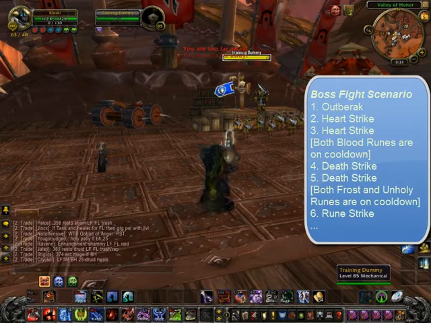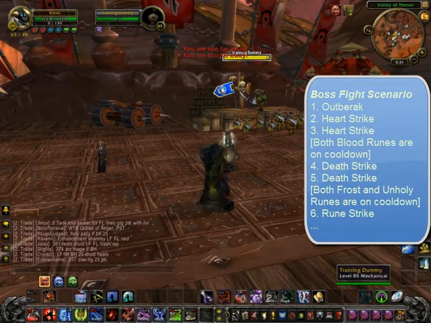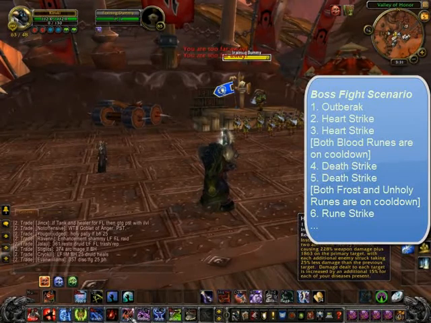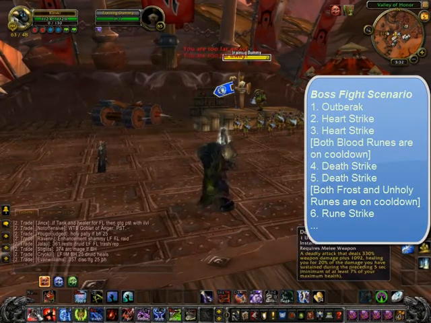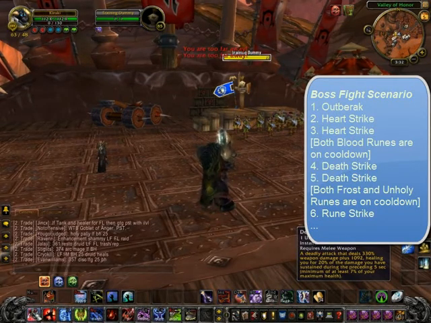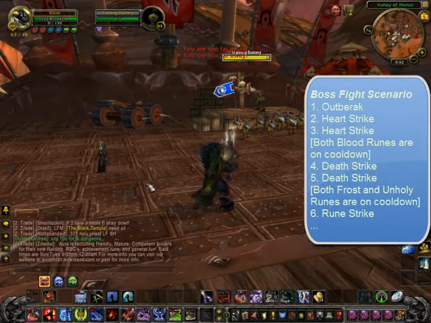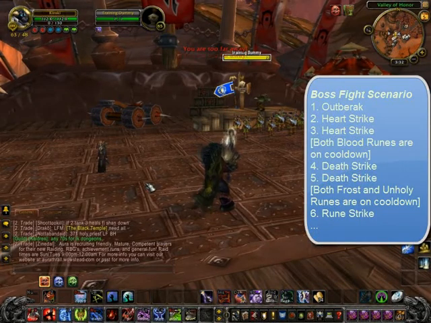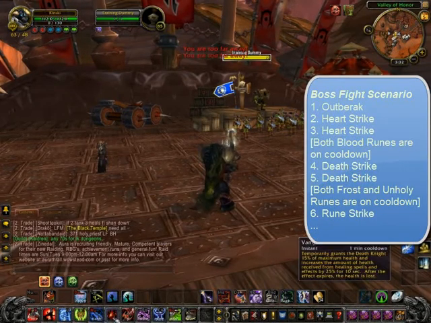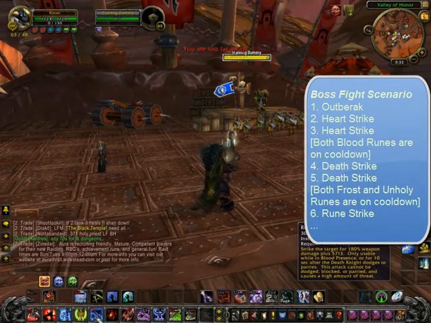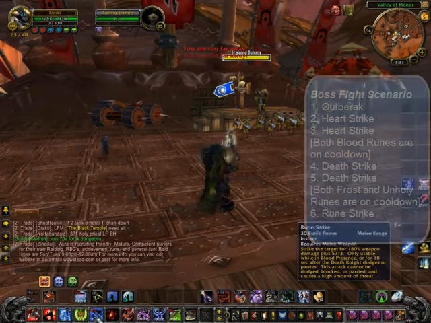Casting Outbreak allows us to cast 2 Heart Strikes followed by 2 Death Strikes. If you look at the cooldown for Heart Strike, each Heart Strike consumes 1 Blood Rune. If you look at the tooltip for Death Strike, each Death Strike consumes 1 Unholy Rune and 1 Frost Rune. Right after step 5, all of your runes should be on cooldown. From this point on, you'll want to cast Rune Strike whenever it's available.